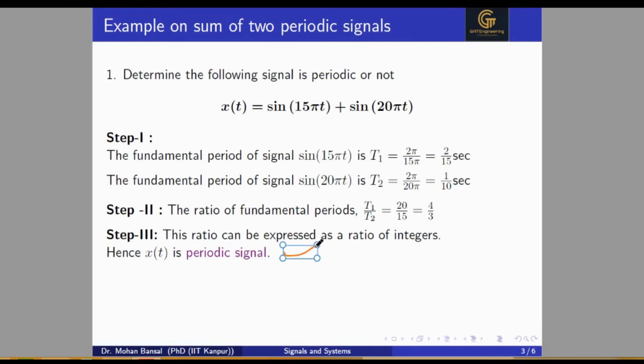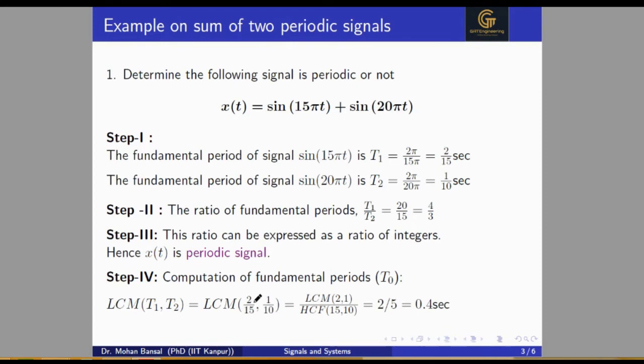So we take the LCM of T1 and T2, which is the LCM of 2 by 15 and 1 by 10. The LCM of fractions can be taken as the LCM of the numerators divided by the HCF of the denominators. So LCM of 2 comma 1 divided by HCF of 15 comma 10 comes to 2 by 5, and the period in seconds is 0.4 second. So this signal is periodic and its period is 0.4 second.